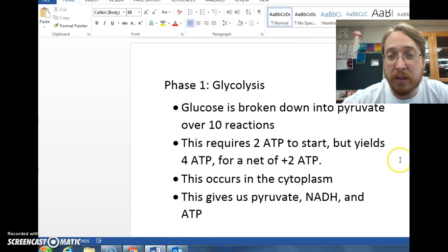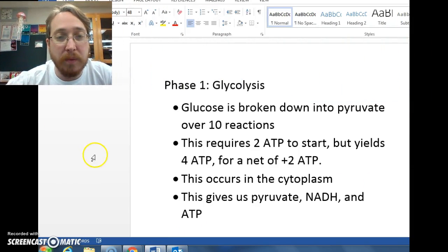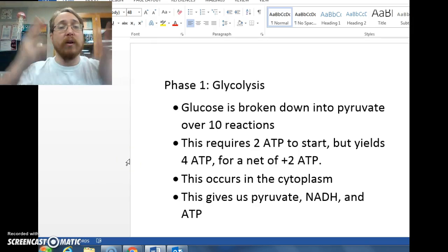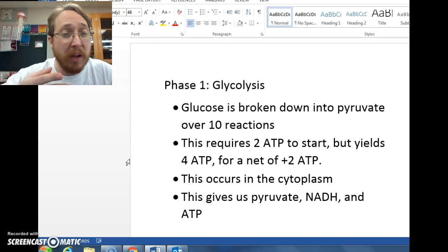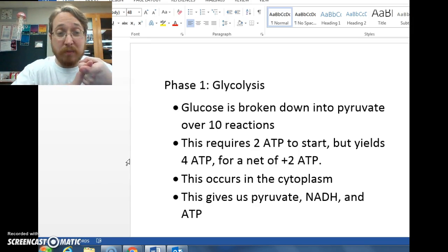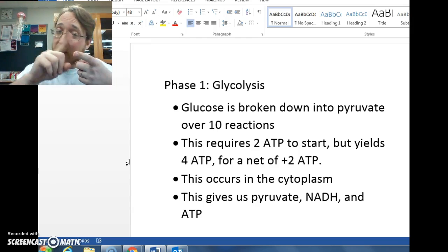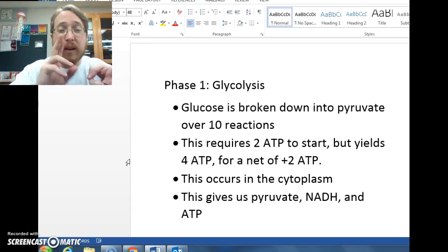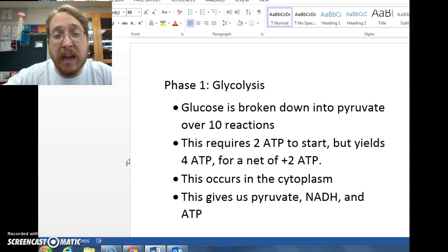So let's summarize glycolysis, phase 1. Glucose is broken down into pyruvate over at least 10 reactions. It requires 2 ATP to start, but yields 4 ATP for a net of 2 ATP. This occurs in the cytoplasm. This is just floating around in the cell. This is not part of the mitochondria yet. And this gives us pyruvate, NADH, and a little bit of ATP, which we can use. After this comes phase 2, the transition into the mitochondria. I hope this helps. Struggle well.